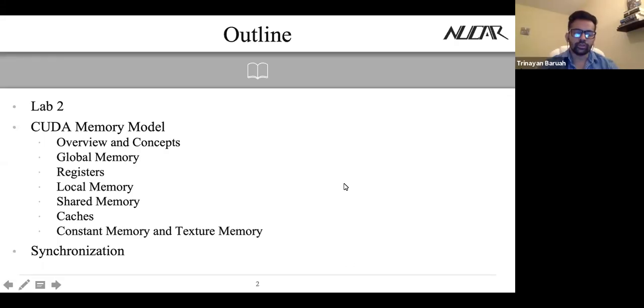And then we are going to take a look at the CUDA memory model, which is the main focus of this class. So we're going to take a look at what the different kinds of memory in CUDA are. And we are also going to take a look at how you can synchronize between threads on a GPU, which is very important because if you don't synchronize correctly, you will end up getting the wrong results in a parallel program.